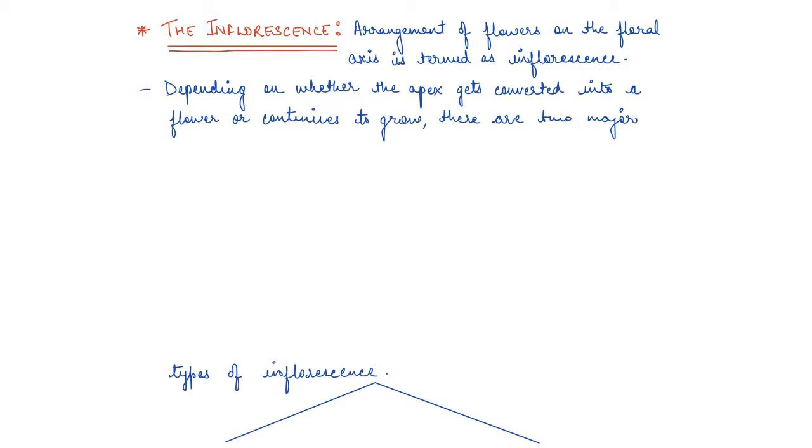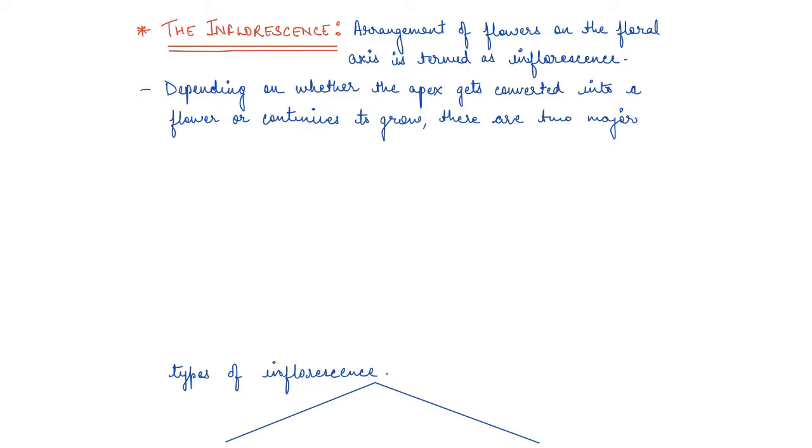So today we are going to start with inflorescence and then we'll cover the flower. So till now we have covered I think three topics of chapter 5 of class 11th NCERT, which is the root, stem and then leaf. Now in this video we'll start with the flower. So basically let's start with inflorescence once. So inflorescence is nothing but arrangement of flowers on the floral axis.